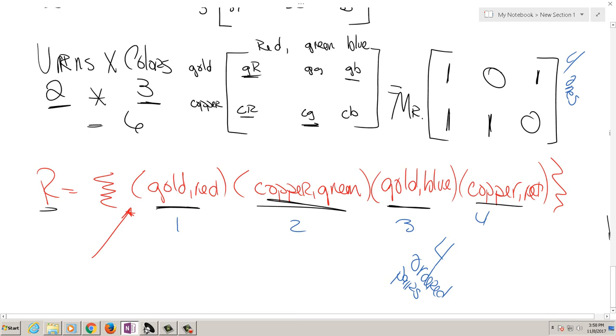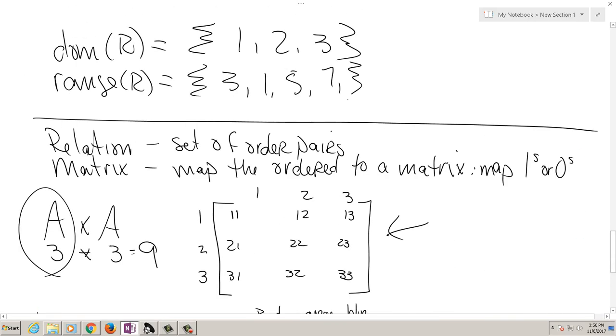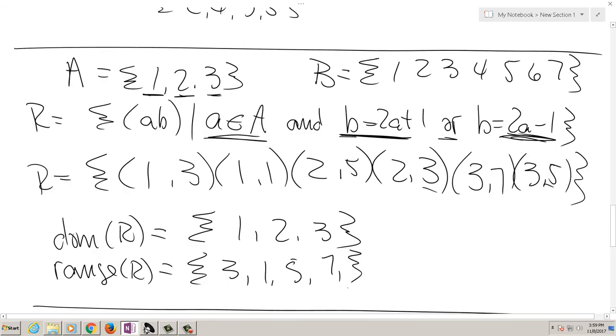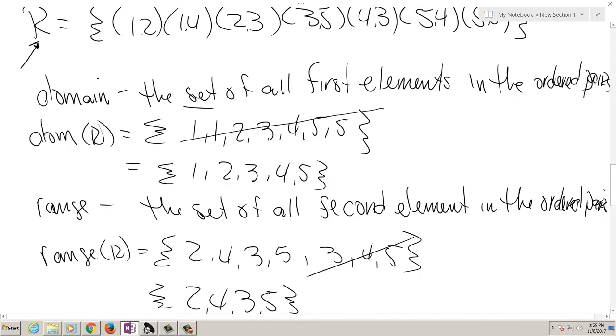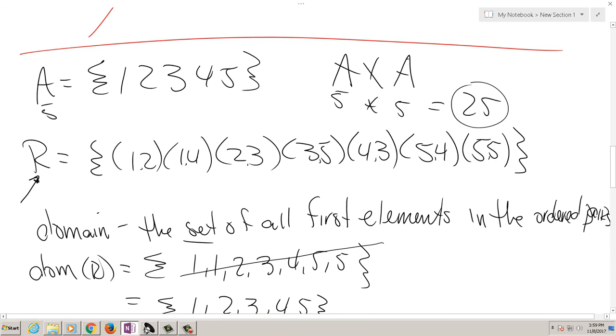All right, so I'm pretty sure that we also did a relation on a set A when I crossed the set A with itself. Let's see if we can find the matrix of that relation. There it is right there. So now I have this relation for set A. So we're going to see if we can map this relation to a matrix.